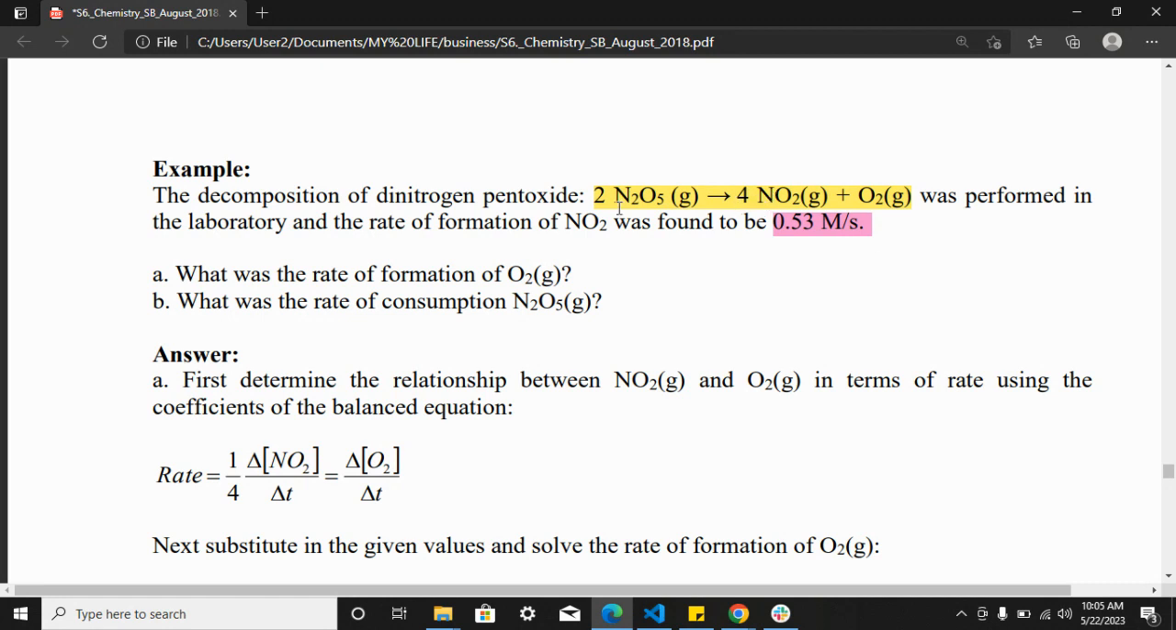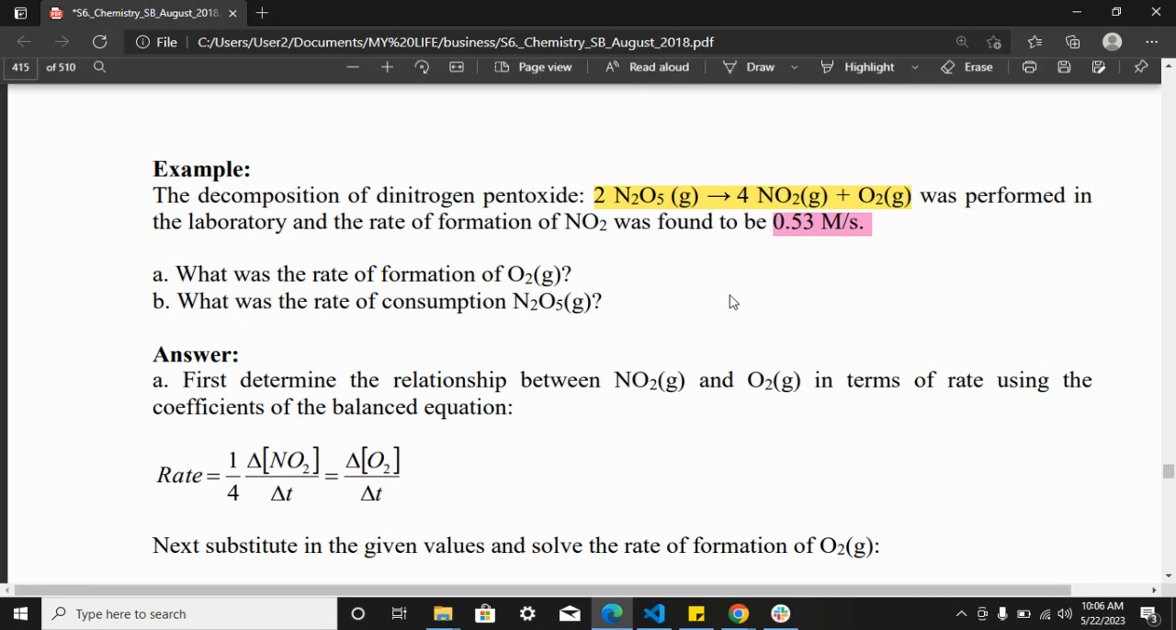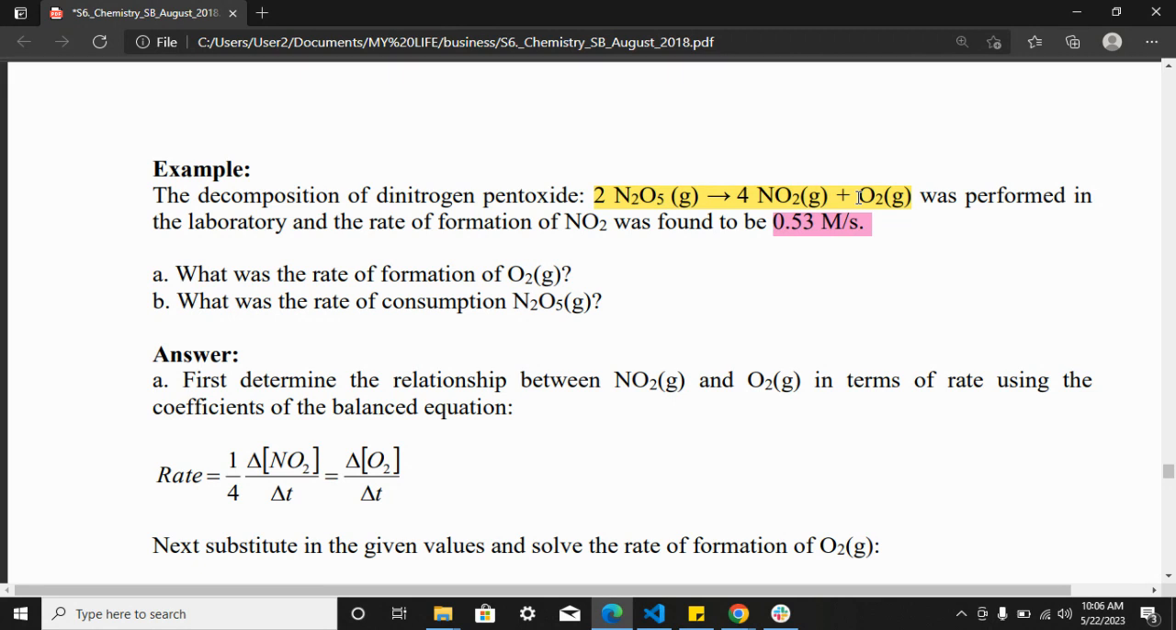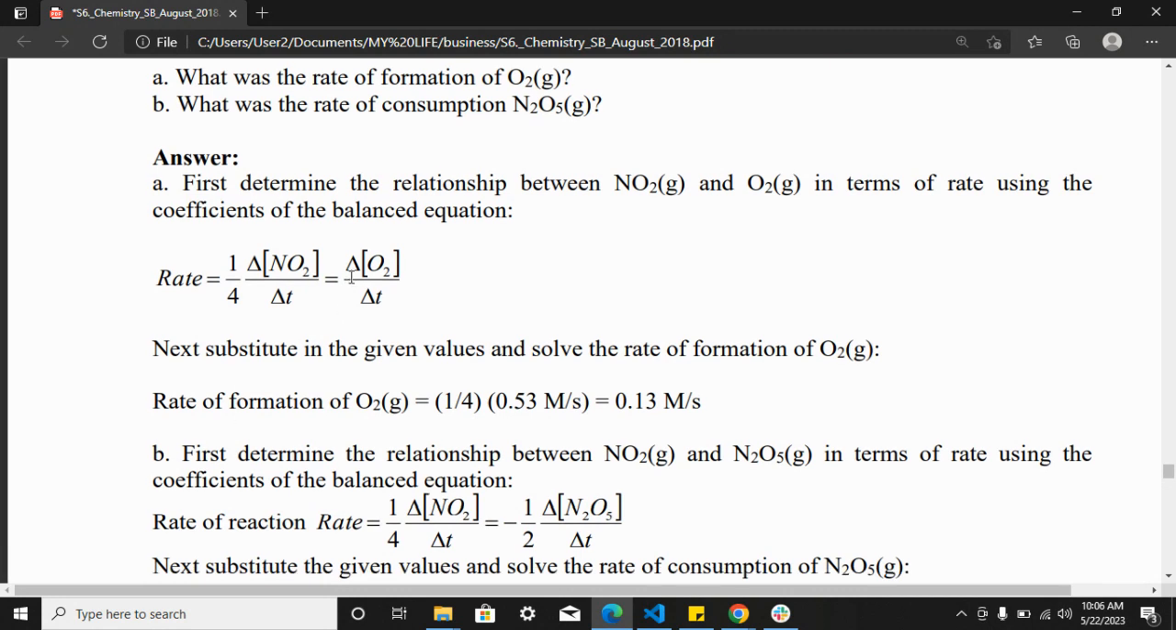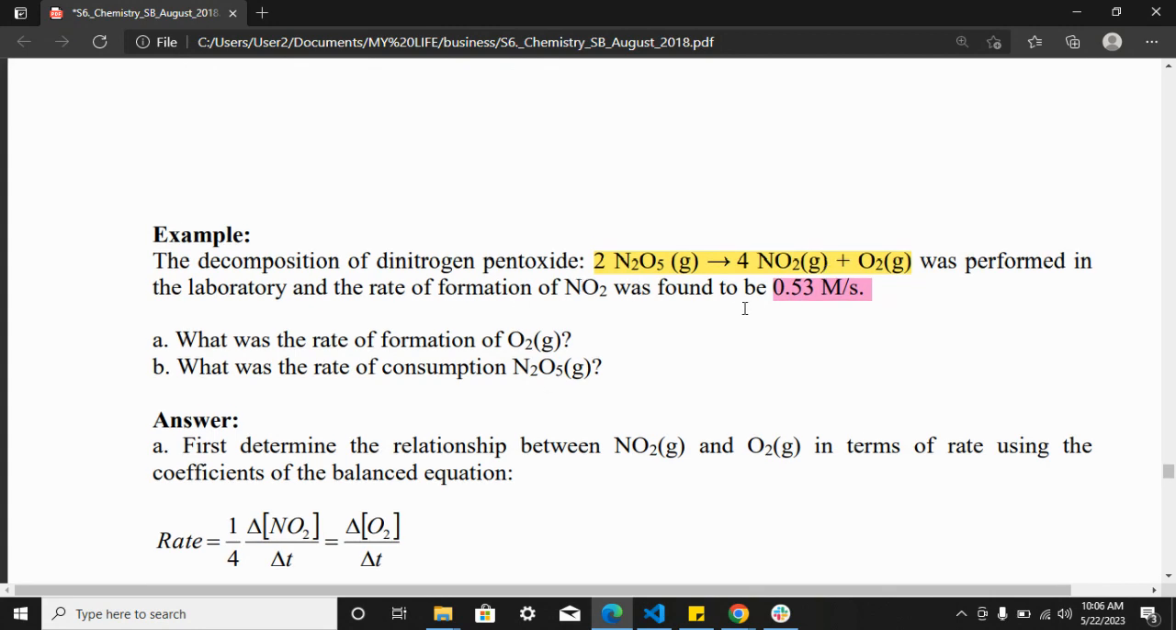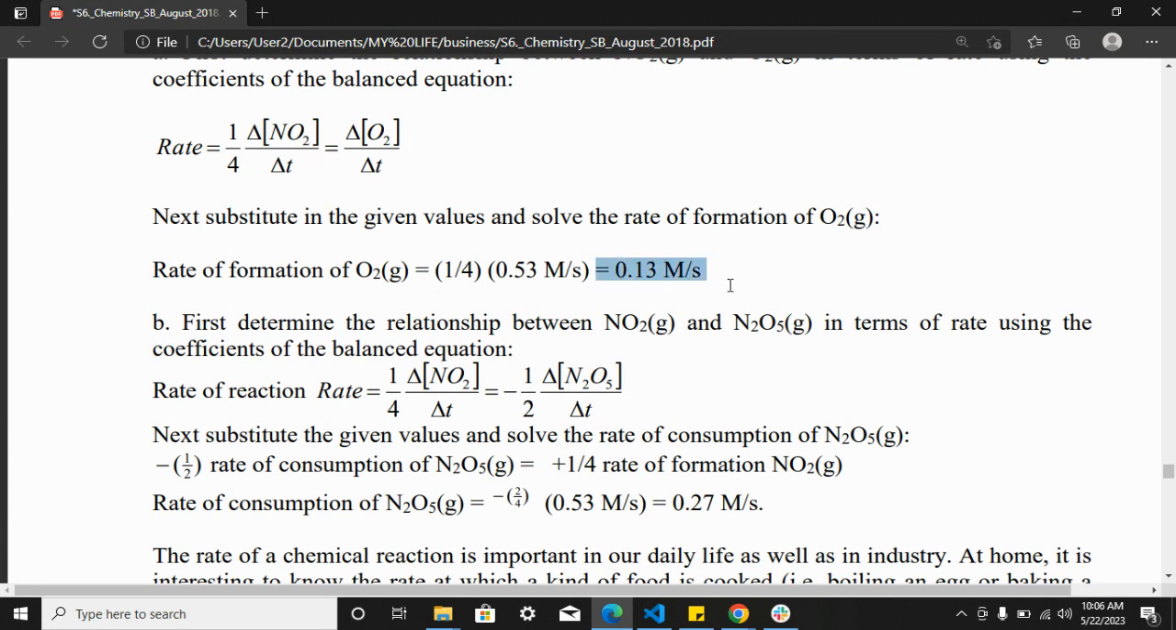So let's look at our equation first. Is it balanced? This will make four nitrogen dioxide; it's 10 still, it's 8 plus 2, which is equal to 10, which means the equation is balanced. Then that means the relationship of the rate of change for nitrogen dioxide is 1 over 4 times its average rate, and the stoichiometric coefficient for oxygen is 1 over 1 times the average rate of oxygen. So that will give us 1 over 4 times the average rate of nitrogen dioxide.